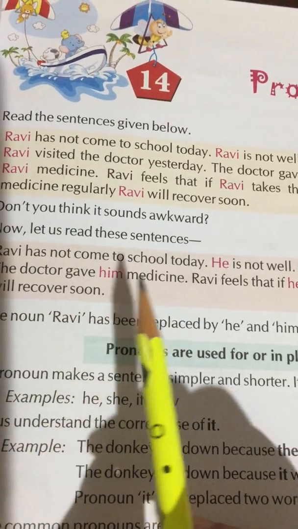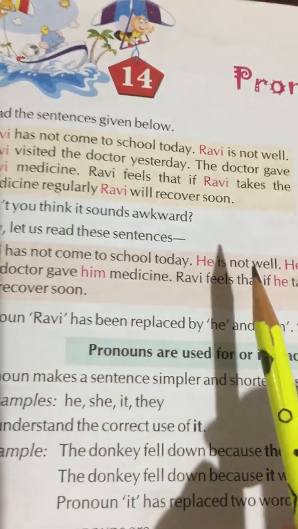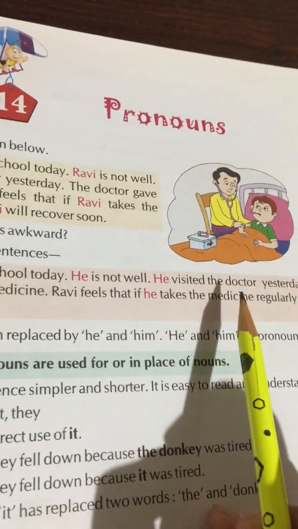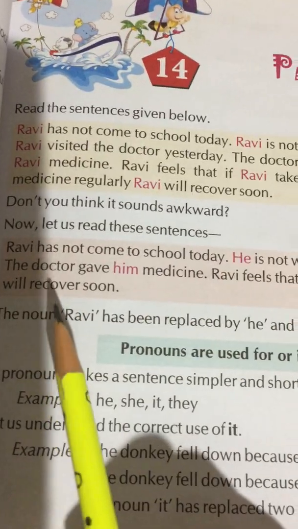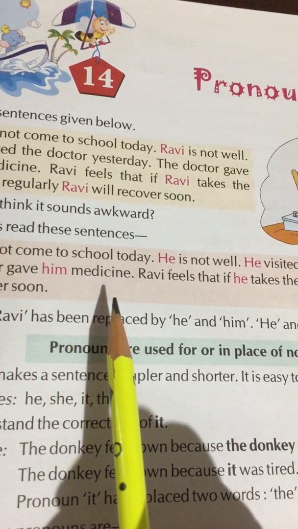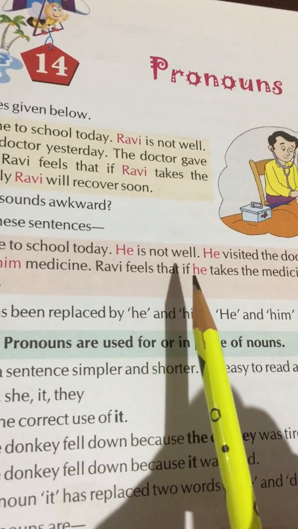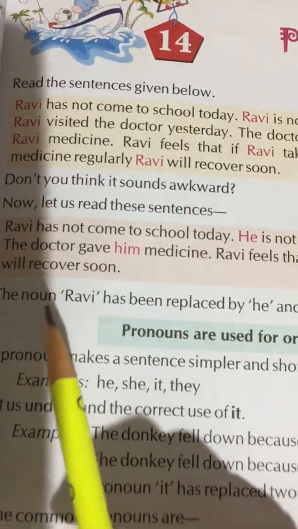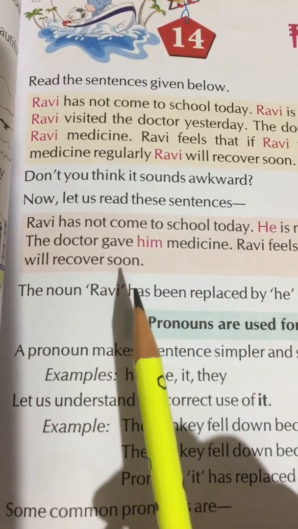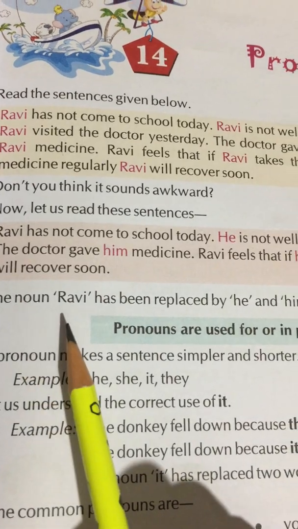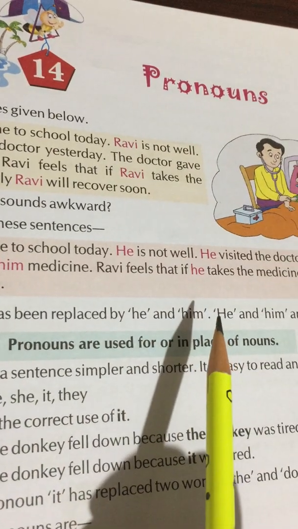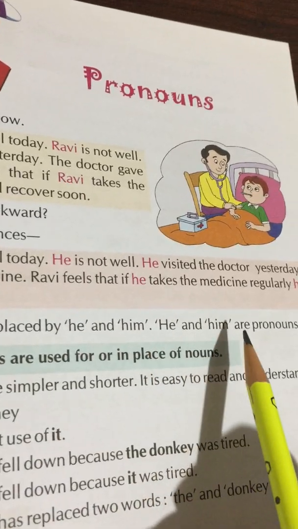Now let us read these sentences. Ravi has not come to school today. He is not well. He visited the doctor yesterday. The doctor gave him medicine. Ravi feels that if he takes the medicine regularly, he will recover soon. The noun Ravi has been replaced by he and him. He and him are pronouns.